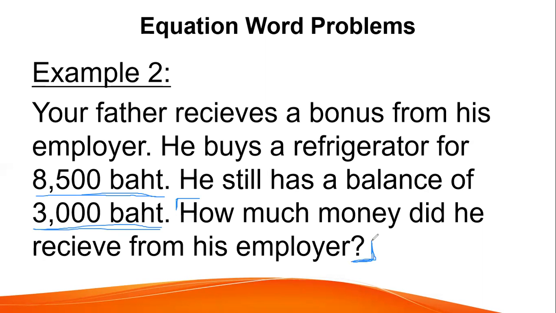What's our operation? Do we multiply, subtract, add, divide? Since we are looking for how much total money did he receive, that means we have to add. We have to add 8,500 baht and 3,000 baht. Okay, let's go to the other side. Let me erase this first. Let's go to the next slide.